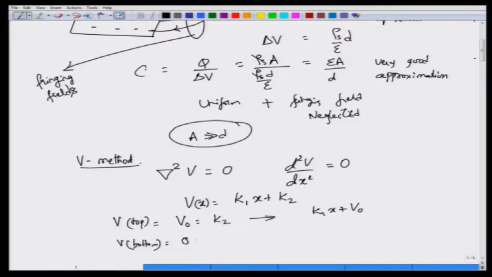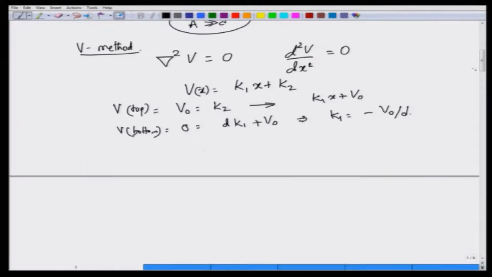So, the potential is 0 there, and this would be d K1 plus V0, which implies that K1 is equal to minus V0 by d. Is that correct? So, d K1 plus V0 is equal to 0. So, d K1 into d is equal to minus V0, therefore, K1 is equal to minus V0 by d. So, if you put these two into the solution, you will get V of x as V0 minus x V0 by d. Okay.